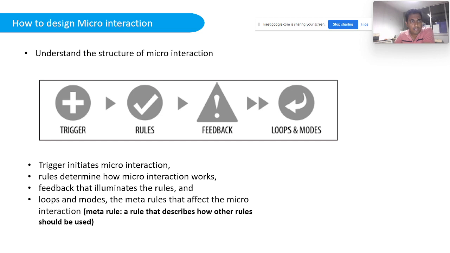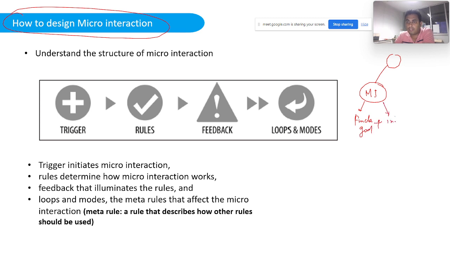Now we need to understand how to design for micro interactions. Each of these micro interactions is a small activity, and it involves a functional goal and an interaction goal.